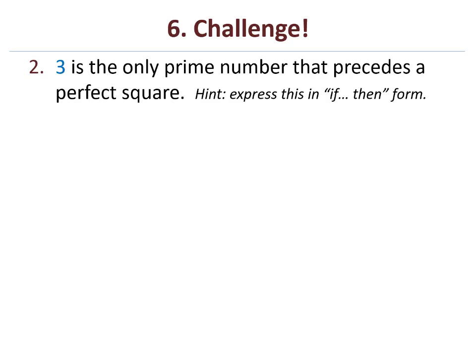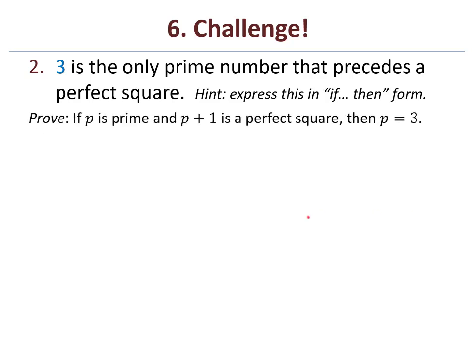So this is what I like in mathematics. We are actually finding a mathematical truth with this proof. We're not just getting some answer like 17.3. Okay, so let's prove this mathematical truth. 3 is the only prime number that precedes a perfect square. So as an if-then, I might say, if p is prime and p plus 1 is a perfect square, then p equals 3.